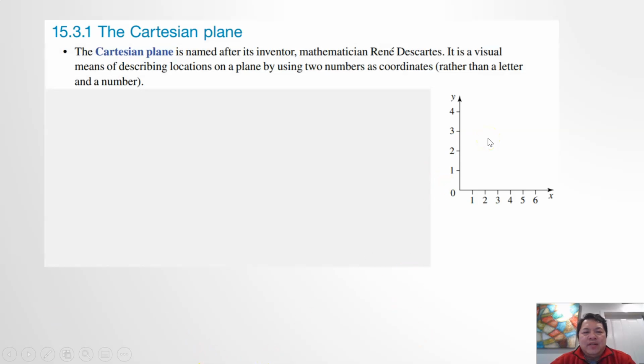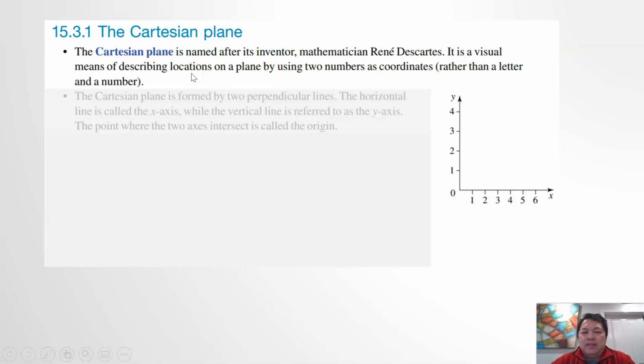So moving on to the Cartesian plane. We have already started on this previously. We always have the x-axis and the y-axis. Remember that? The Cartesian plane is named after this inventor called Rene Descartes. It's a visual means of describing location on a plane. A plane is two-dimensional, using two points as coordinates rather than a letter and a number.